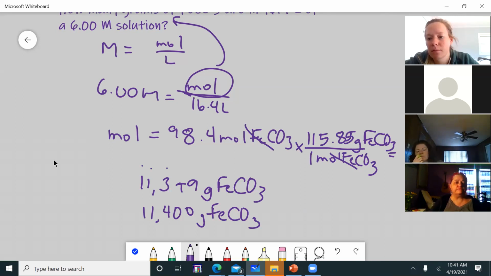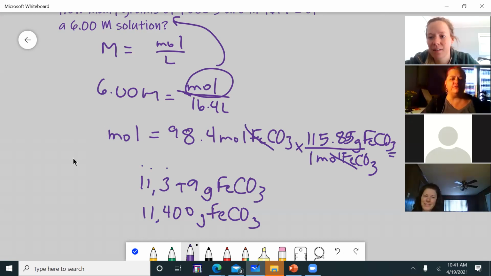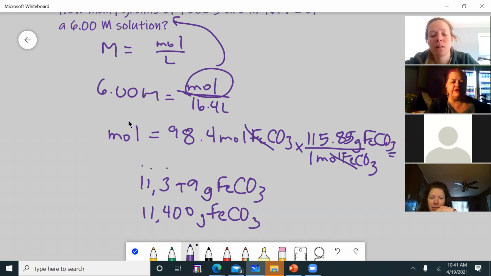Now what you guys got? No. No, okay. So I'm confused about where you go from 6M to how many moles are in 16.4 liters. Can you back up to that and explain it?